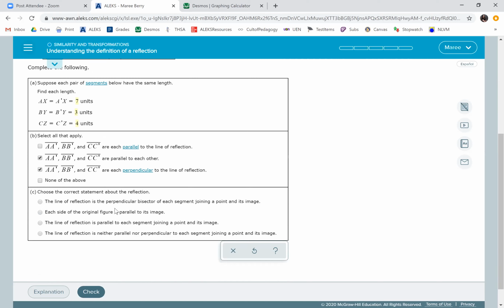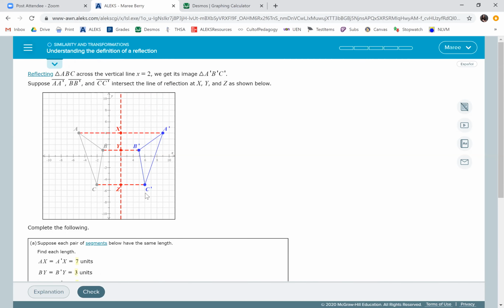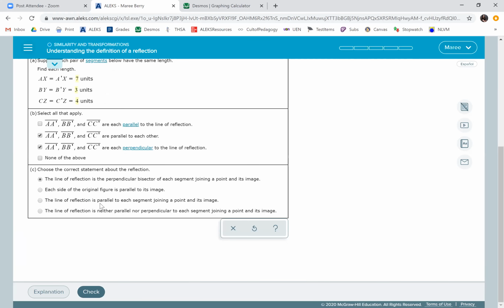The line of reflection is the perpendicular bisector of each segment joining a point and its image. Yes, that is true. That will always be true. Each side of the original figure is parallel to its image. So let's look. If we have A prime C prime, that's not parallel to AC. So no, that's not true. The line of reflection is parallel to each segment joining a point and its image. Well, it can't be perpendicular and parallel. So no, that's not true. The line of reflection is neither parallel nor perpendicular. So no, that's not true either, because it is perpendicular.